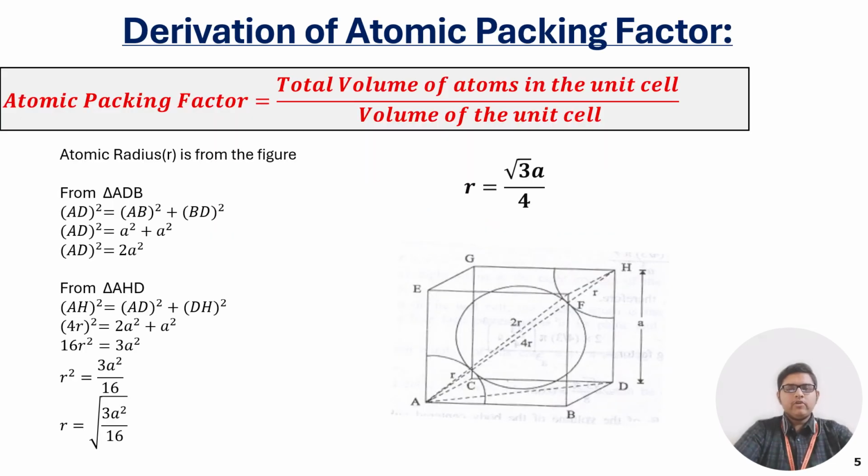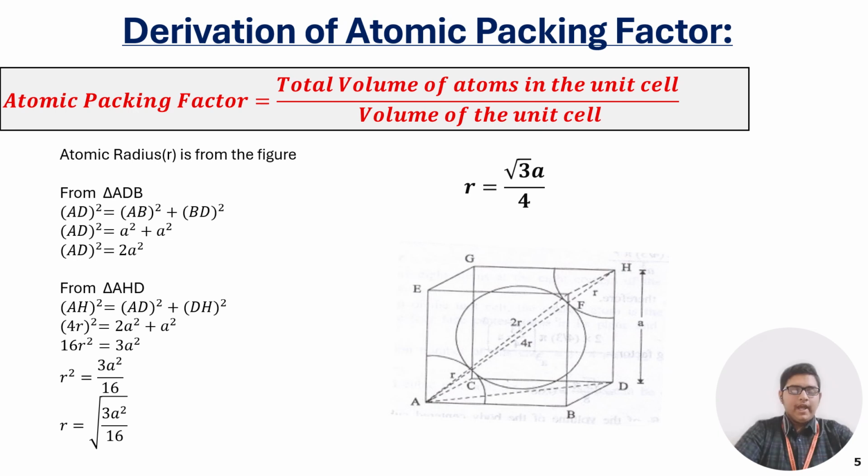Next, the derivation of the atomic packing factor. Atomic packing factor is defined as the ratio of the total volume of atoms in the unit cell to the volume of the unit cell. So the atomic radius r can be derived from the given figure, from triangle ADB, by applying the Pythagoras theorem. AD² = AB² + BD². AD² = a² + a². AD² = 2a².